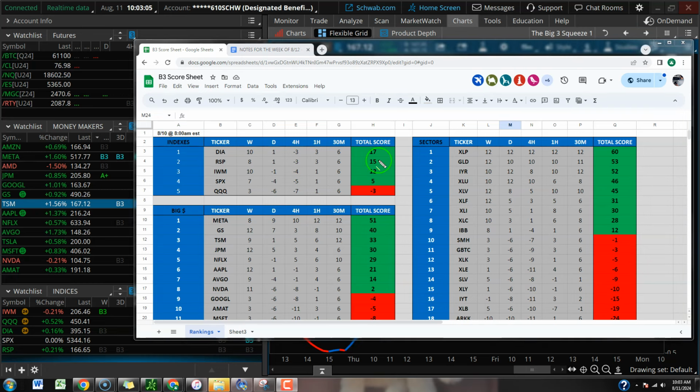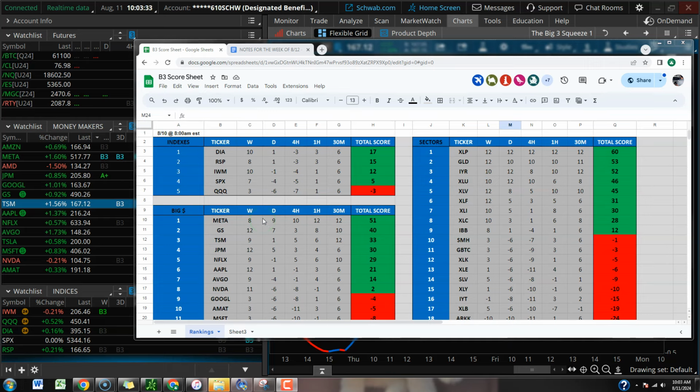For the indexes, strongest would be the Dow. And I use the word strongest loosely. It's a 17 out of 60. Could be a lot stronger. S&P's got a 5. That's pretty neutral. We're not crazy bullish. We're not crazy bearish. QQQ gets a negative 3, which is actually a little progress as well.